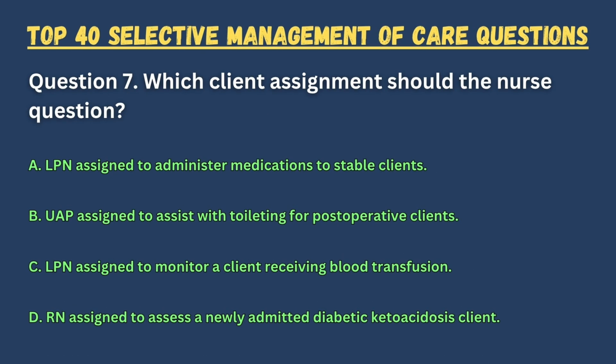Question 7. Which client assignment should the nurse question? A. LPN assigned to administer medications to stable clients. B. UAP assigned to assist with toileting for postoperative clients. C. LPN assigned to monitor a client receiving blood transfusion. D. RN assigned to assess a newly admitted diabetic ketoacidosis client.